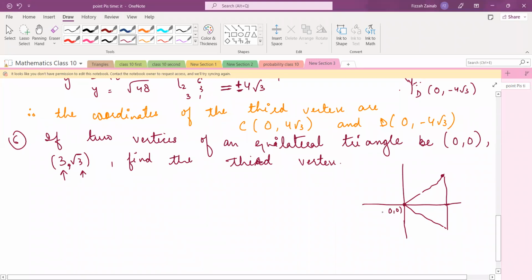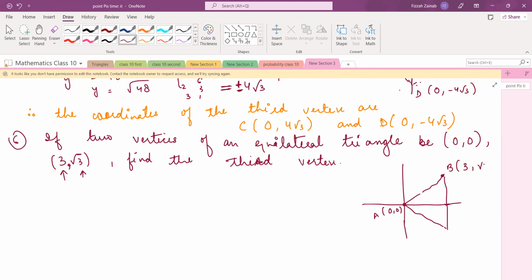So one is (0, 0), you can call it A. And this is your B, which is (3, root 3). So the coordinates of C you have to find. So same approach, just give it a try, okay? Okay.